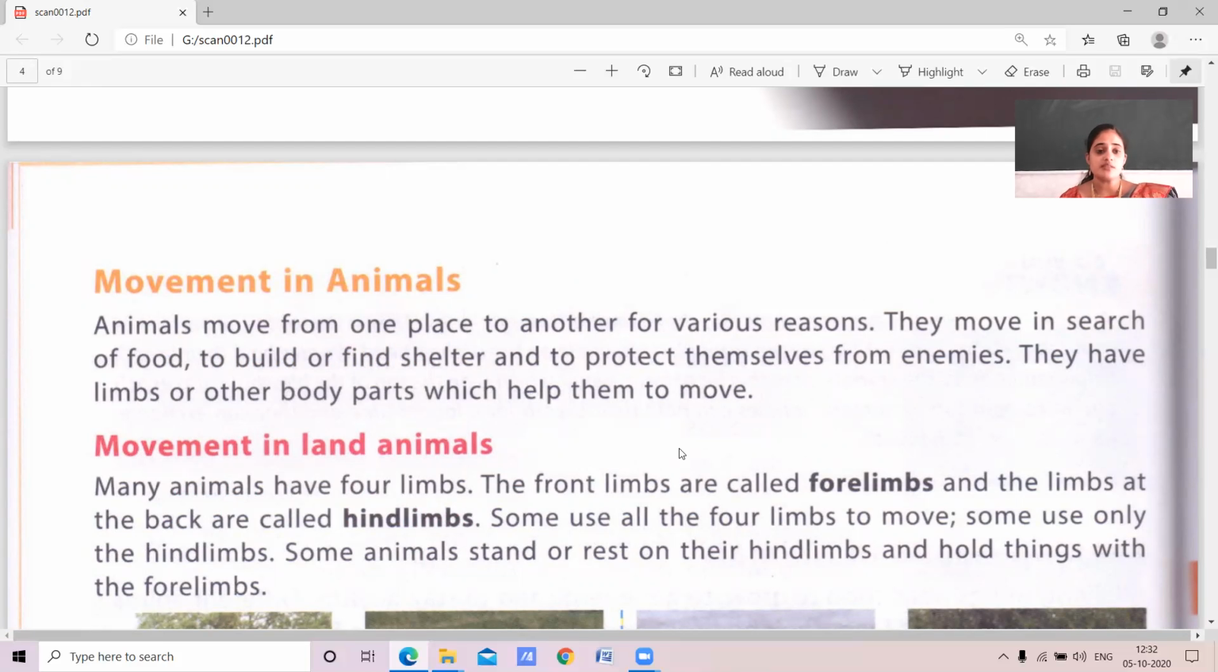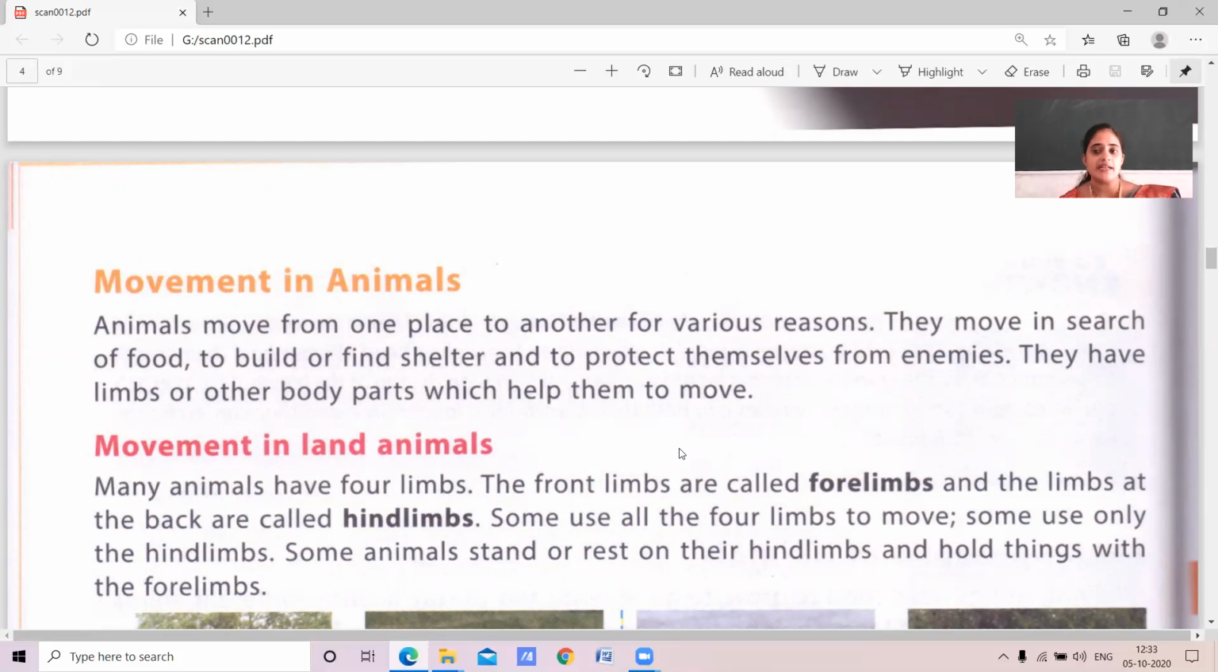Movement in animals. Animals move from one place to another for various reasons, children. They move in search of food, to build or find shelter, and to protect themselves from enemies. They have limbs or other body parts which help in moving from one place to another, children.